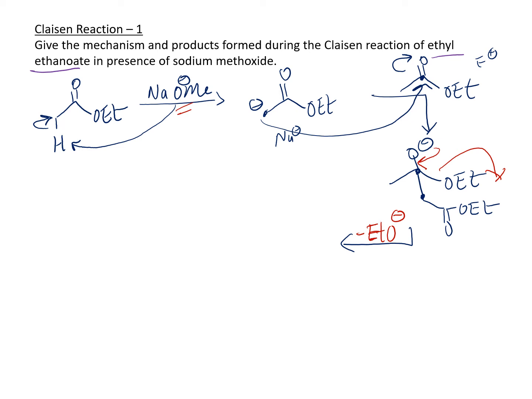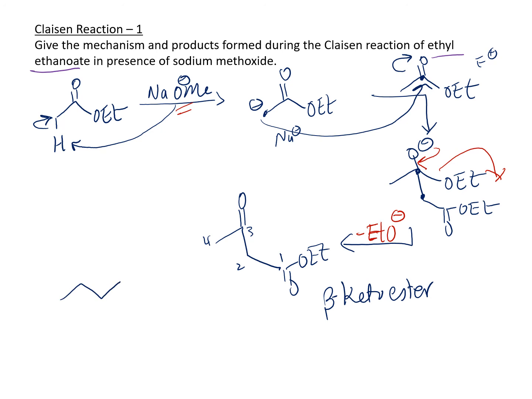So what's our product then? We form the ketone over here, then we have 1, 2, and then the ester. So this is a beta keto ester, and that's what we usually form when we do Claisen reactions. Now if you want this to look pretty, sure, let's do that. So 4 carbons, and on the first one we have the ester, and on the third one we have the keto. So a beta keto ester. That's what you end up getting.